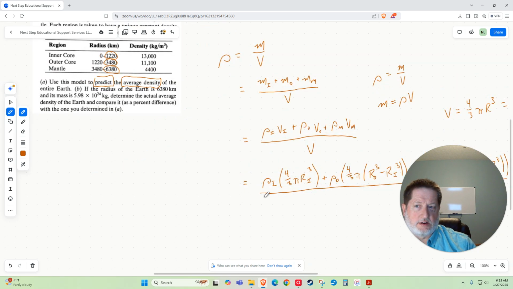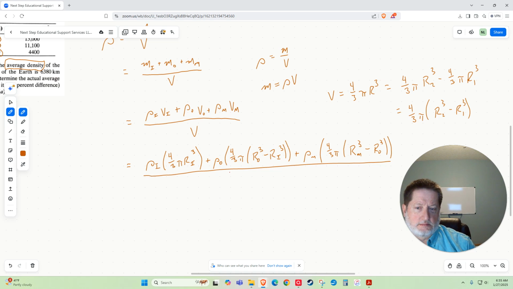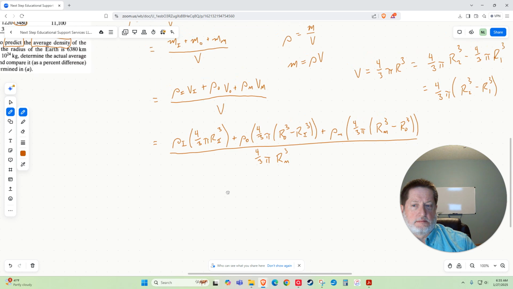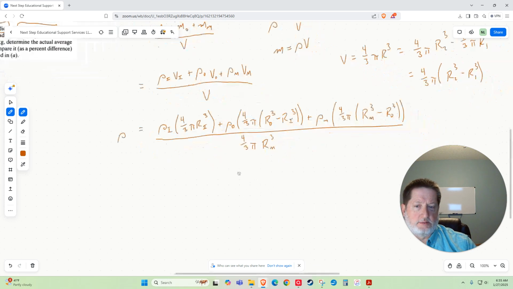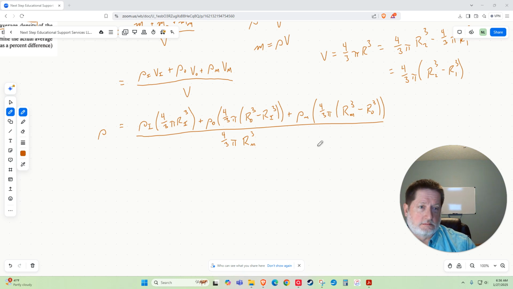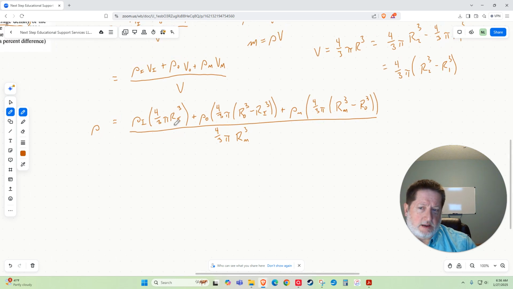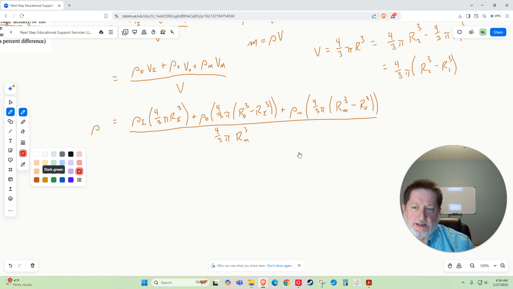Now for the entire sphere, again, it's 4/3 pi r cubed. In this case, it's the radius of the mantle that we're dividing by. And this should give us our model for our overall density of the planet. Now, there may be some ways to get creative with how we distribute these different radiuses around to try to get something to cancel. Not sure how much of our time is going to be well spent investing in that.